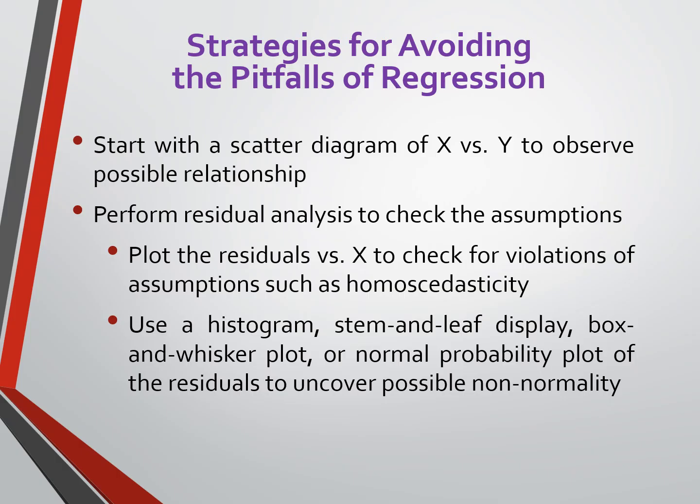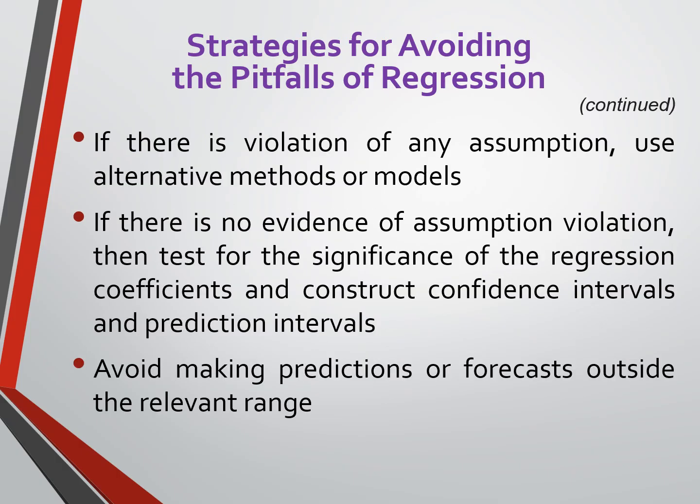Now, how can you avoid the pitfall? By preparing the scatter graph, then you note the residual analysis to check the assumption. If a violation of the assumption happens, it is known as heteroscedasticity. You can use the histogram, stem and leaf display, box and whisker. Box and whisker basically helps you find the outliers of your database or non-normality.